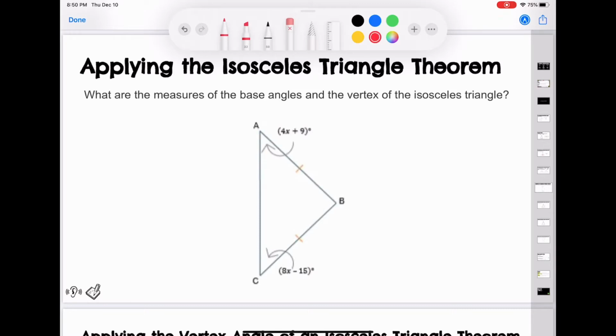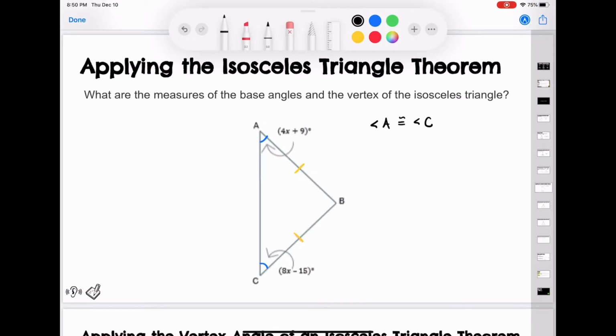Well, we know we have two congruent sides, AB and CB. Because those two are congruent, we can assume that our base angles are also congruent. So, angle A is congruent to angle C. Well, we're being asked to find the measures of the base angles, so what we can do is go ahead and set those two expressions equal together, solve for x, and then plug it back in.